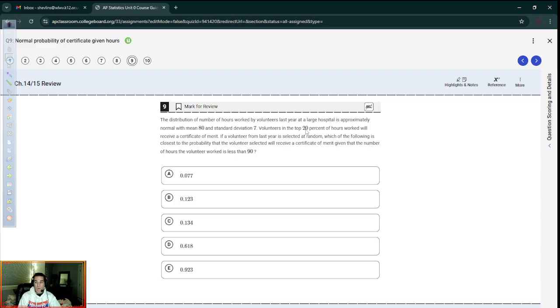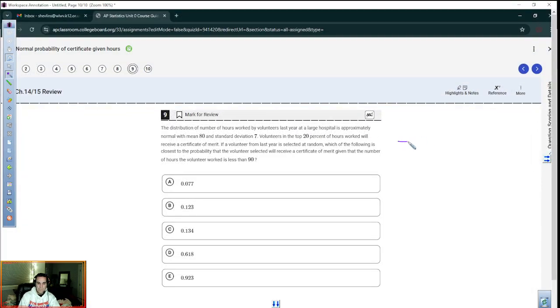Hours. Oh, this is one of my favorites, but this is a really hard one. So it brings back your normal approximation. The distribution of the number of hours worked by volunteers at a large hospital is approximately normal, with a mean of 80 and a standard deviation of 7. So here are the hours volunteered. Mean is 80, standard deviation is 7 hours.